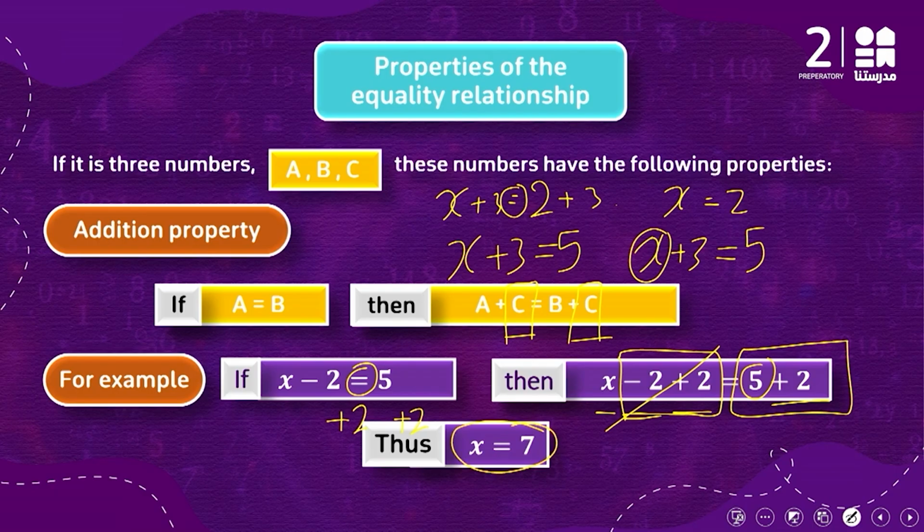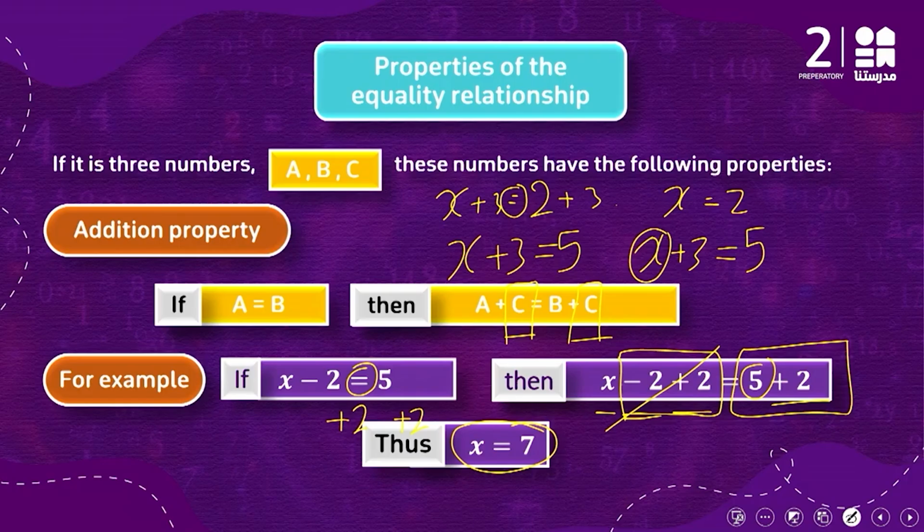And here, what we need to do? We need to cancel any number related with x to know the value of x itself. So if you have x minus 2 equal to 5, we need to cancel out this minus 2 to know x itself, or to know the value of x itself.